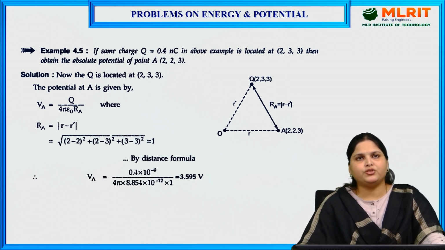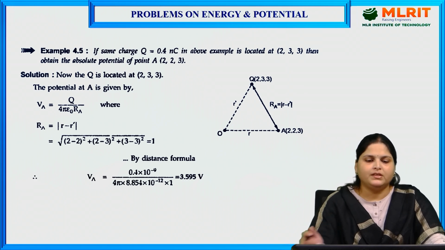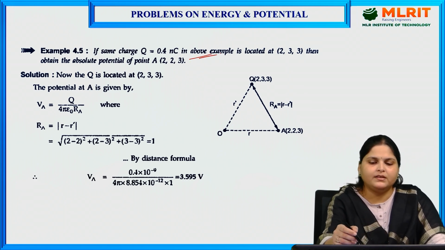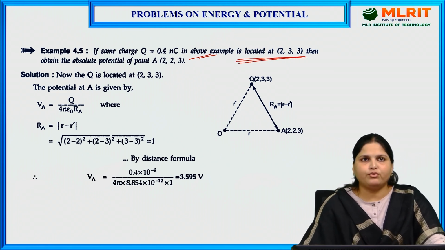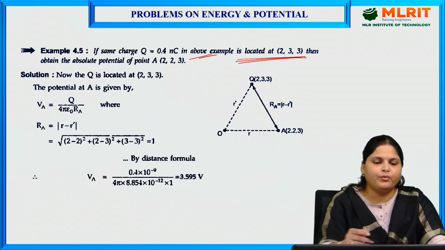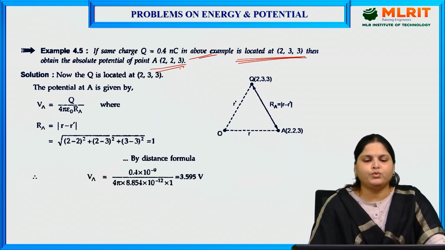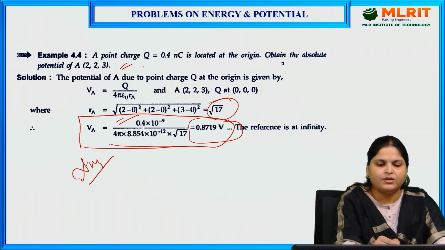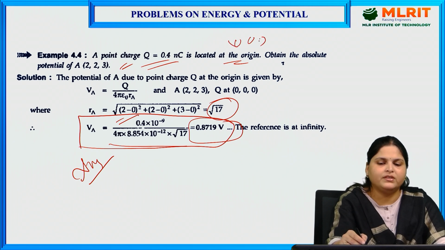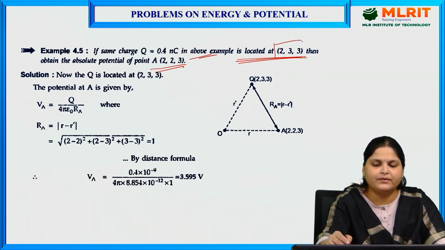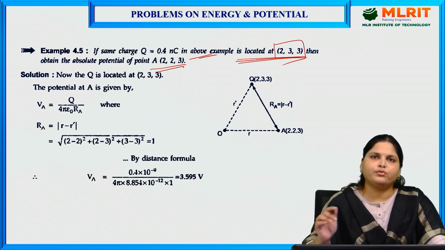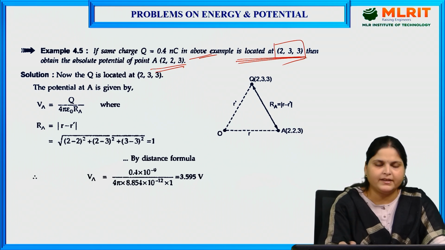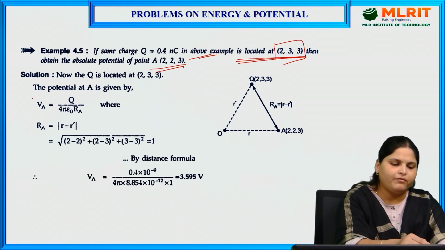If the same charge Q equals minus 4 nanocoulomb, in the previous example which we have just taken, is located at (2, 3, 3), then we need to obtain the absolute potential at point A (2, 2, 3). In the previous case, Q was located at the origin (0, 0, 0). Now in this question, the location of Q is different: (2, 3, 3). So now we have two different locations of the charge and the point where we are finding the potential. The formula will be the same.